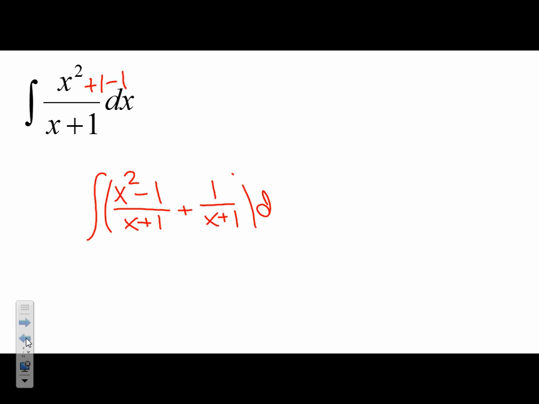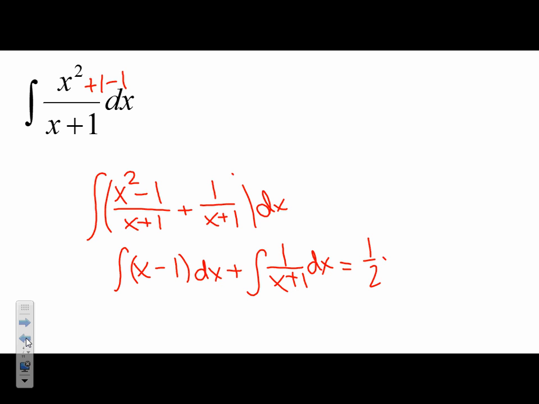Okay, so here's the minus 1, and this would reduce to what? X minus one. X squared minus one over x plus one is x minus one, right? And this would be just 1 over x plus 1 dx. And you get 1/2 x squared minus x plus the natural log of the absolute value of x plus one, plus c. That worked out for us, didn't it?